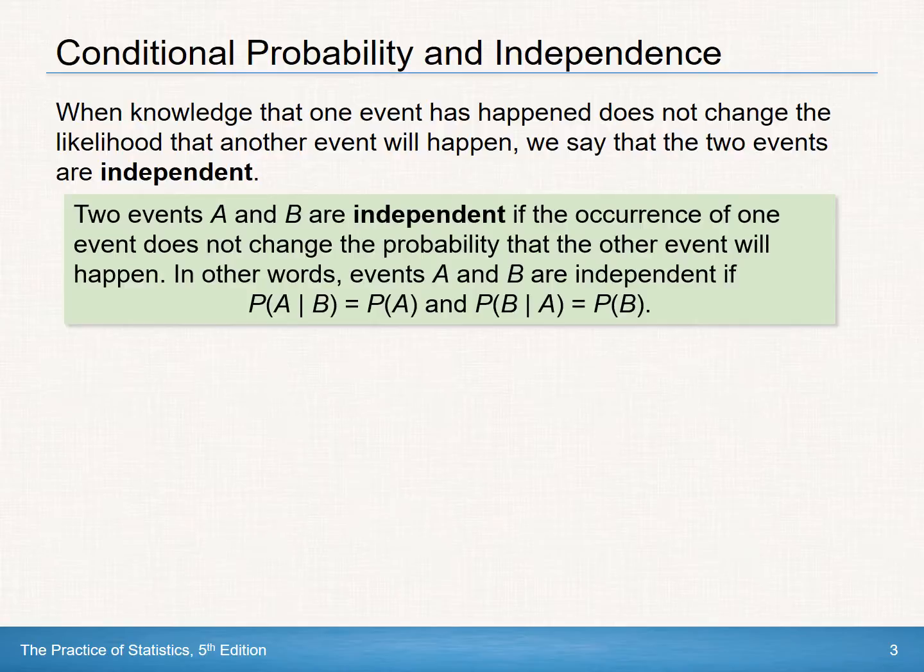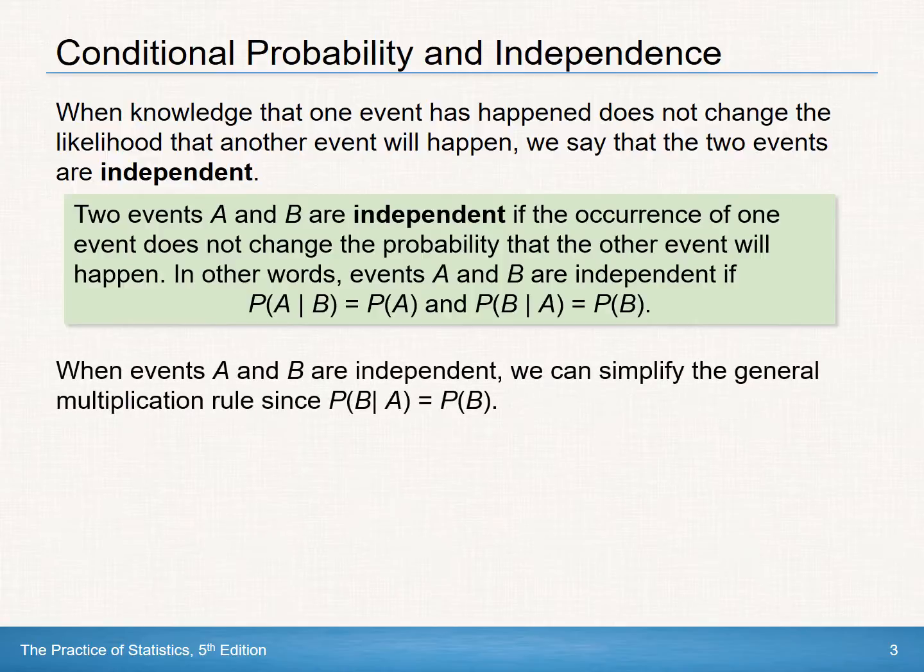In other words, if A and B are independent, the probability of A, given that B already occurred, is still just the probability of A. Event B doesn't affect it. And the probability of B, given A, is just the probability of B. The probability of A did not affect the probability of B happening.